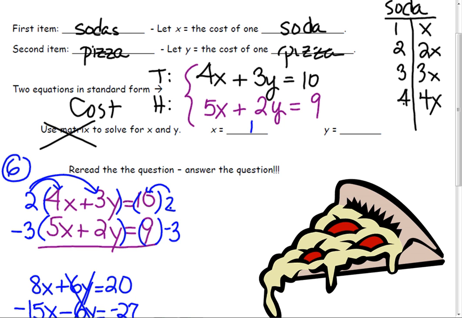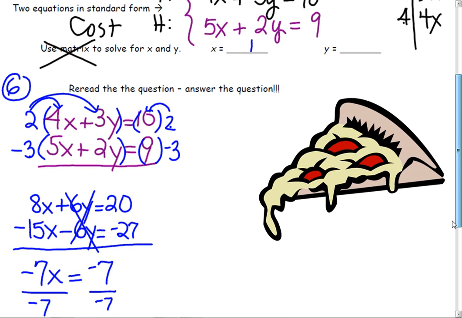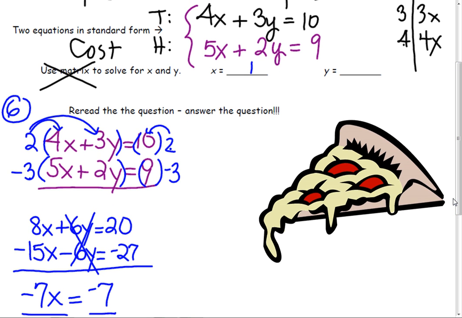$6 for one slice? Okay, how do we find y? How do we find what y is? We're going to put the x in right here. We're going to put x equal to 1 right there. Or the other equation. It doesn't matter.